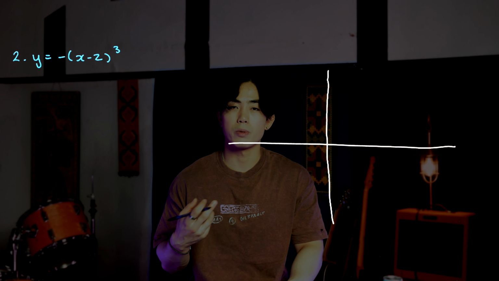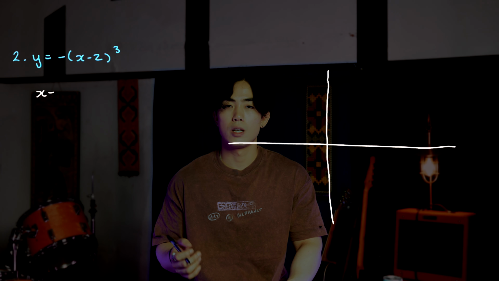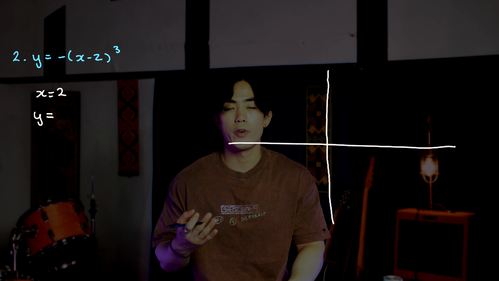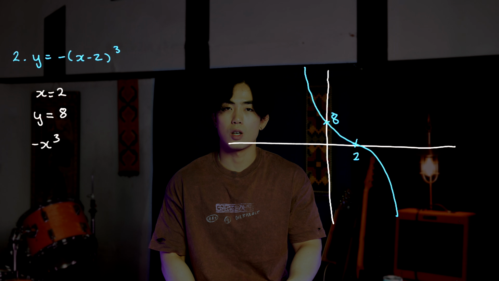The next one is y is minus (x minus 2) cubed. This is an example of a triple repeated root, right? Which means it's going to cut the axes at x is 2. You notice that it's a negative x cubed coefficient because of this negative sign, so it's going to be reflected. And so it's going to look something like so.